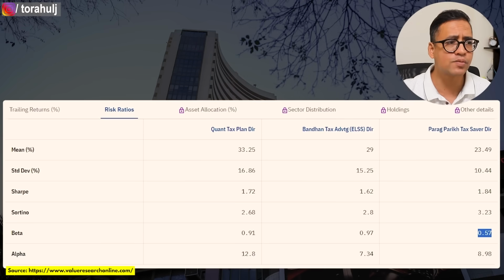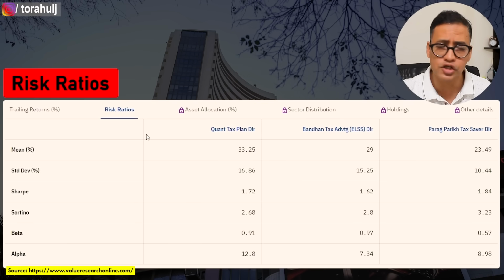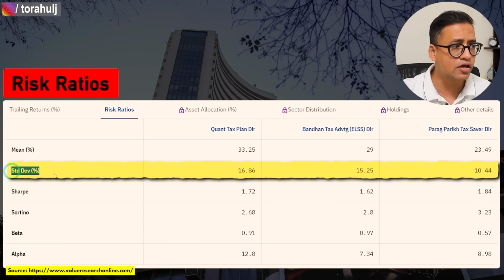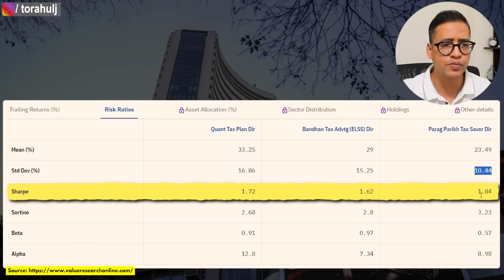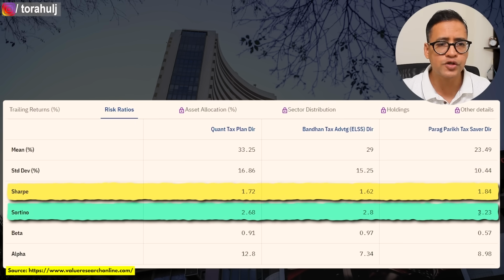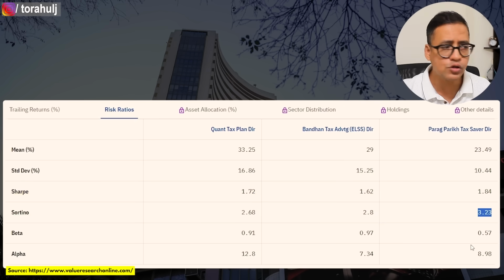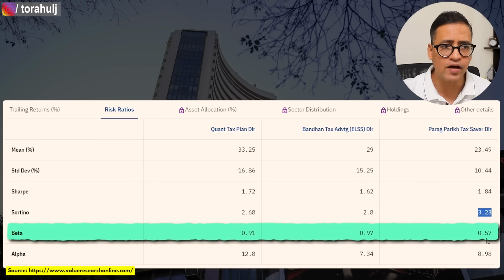Also, if we compare these mutual funds on the basis of risk ratios, you will see that from a standard deviation perspective, Parag Parikh has the lowest standard deviation, 10.44, which means that this fund is less volatile. Also, from a Sharpe ratio perspective, from a Sortino ratio perspective, it has better ratios as compared to the other two mutual funds.